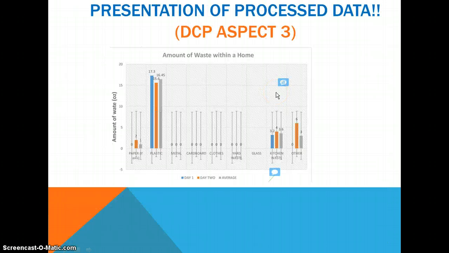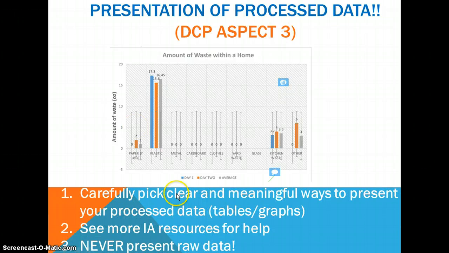Now on to presentation, the third aspect of the DCP rubric. Here are the rules for how we present process data. We carefully need to pick some way to clearly and meaningfully present the data, usually tables or graphs. If we're not sure what to use, we go to the IA information or resources on Blackboard. But really important, we never, ever, ever are going to present raw data, and that's what's wrong with this.